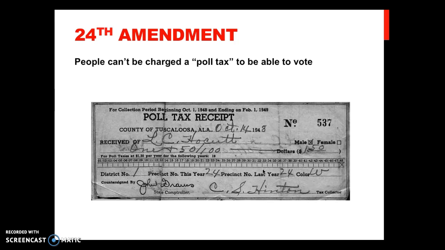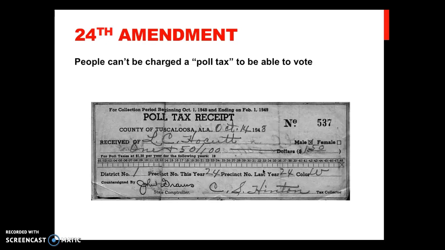24th Amendment, this came out during the Civil Rights era when African Americans were struggling for equality. Basically, even though the 15th Amendment said blacks had the right to vote, many southern states and local governments in the South were blocking them by charging a poll tax. So what this poll tax meant was you had to pay to vote. And this was cost prohibitive for poor African Americans living in the South.